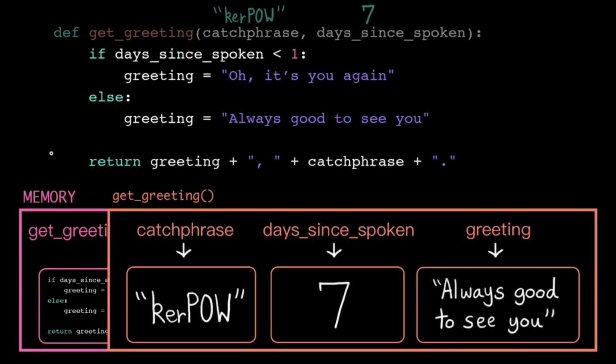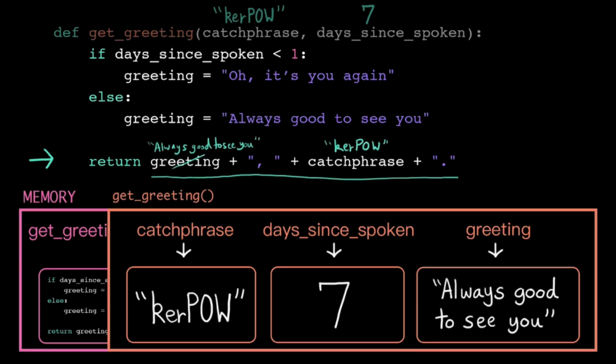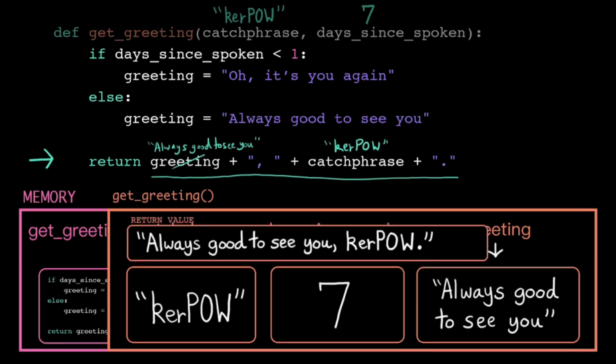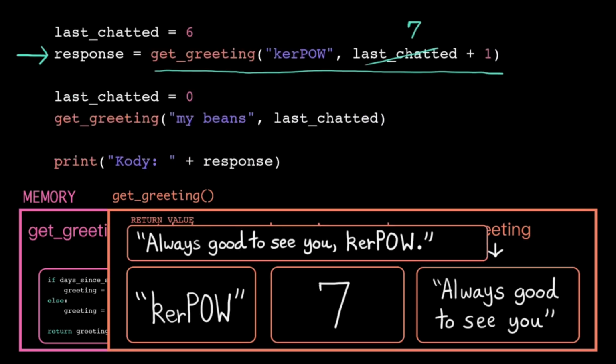Then we're at the return statement. The return keyword tells the computer to exit the function and return execution back to wherever the function was called. But first, it needs to calculate the return value, so we need to simplify down this expression. We plug in the current values of greeting and catchphrase, and then we concatenate everything together. Now, the computer jumps execution back to the call site, taking that return value with it.